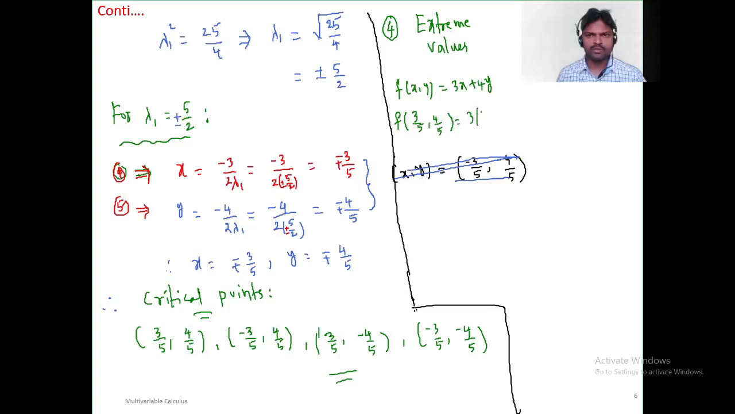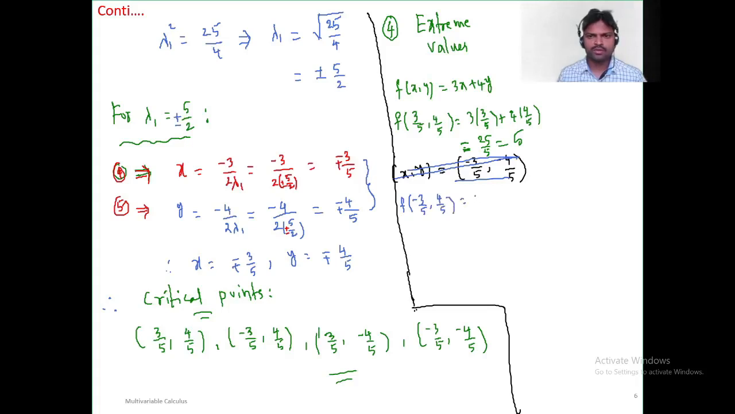So 3 into 3 by 5, plus 4 into 4 by 5. What will we get? 9 plus 16, 25 by 5. So the answer is 5. So at the first critical point, the value is 5. Next, at the second critical point, which is minus 3 by 5, comma 4 by 5, I am substituting in the function.